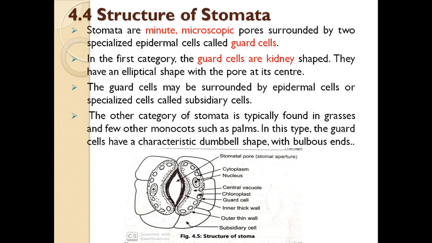The inner wall of the guard cell, seen here in dark blackened color, is thicker, while the outer wall is thinner. The inner wall of the guard cell is non-elastic and very thick. This is regarding the structure of stomata.